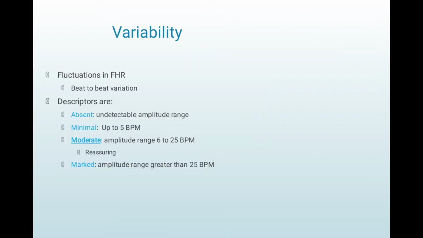Variability is the fluctuations in fetal heart rate, the beat-to-beat variation. Descriptors: absent if it is undetectable, minimal if the amplitude range is up to 5 beats per minute, and moderate if the amplitude range is between 6 to 25 beats per minute. Marked is an amplitude range greater than 25 beats per minute.